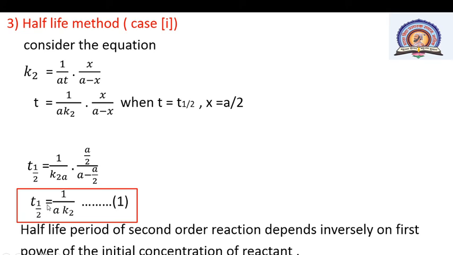Then the t half is equal to 1 upon a into k2. Now here in this equation, a is the initial concentration, k2 is the rate constant, and hence this equation number 1 clearly indicates that the half-life period of a second order reaction depends inversely on the first power of the initial concentration of reactant.